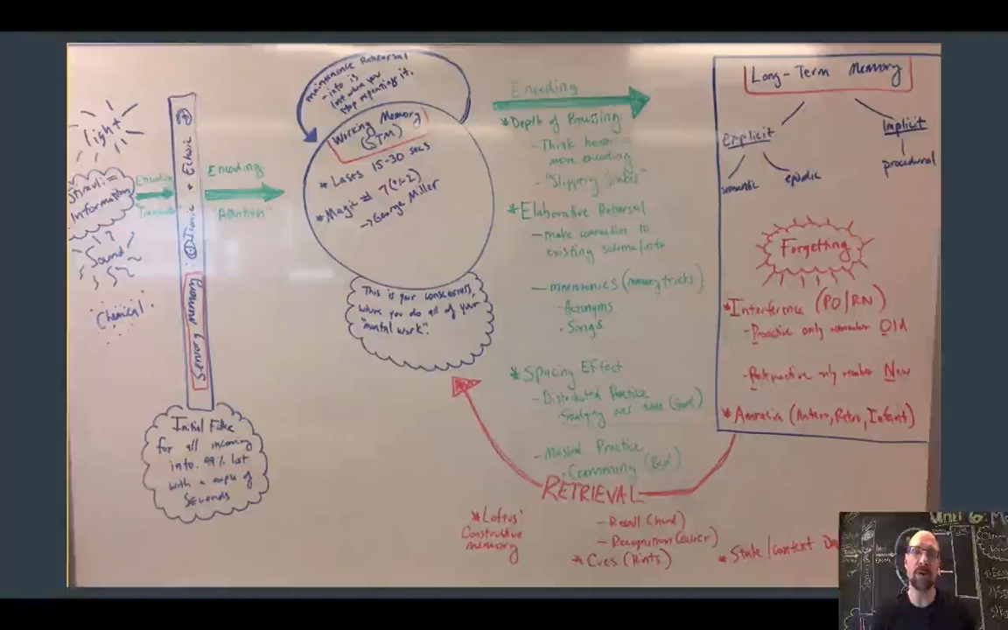Okay, so hopefully that helped you understand the 3-box theory for human memory, also called the Atkinson-Shiffrin model for human memory, where we're talking about encoding through the 3 layers: sensory memory, working memory, and long-term memory, and a little bit of information about each layer.